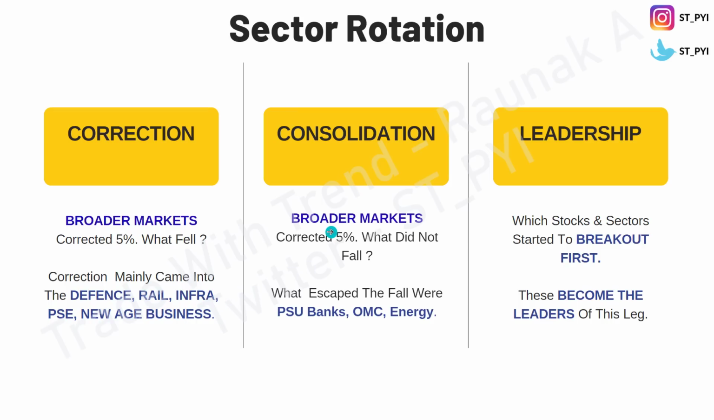Again, the broader market corrected by 5%, but which are the sectors or the pockets in the market that escaped the larger fall that happened? It was mainly oil marketing companies, the energy sector, also some portions of the auto sector, and PSU banks. Why this is important, I'll tell you later.